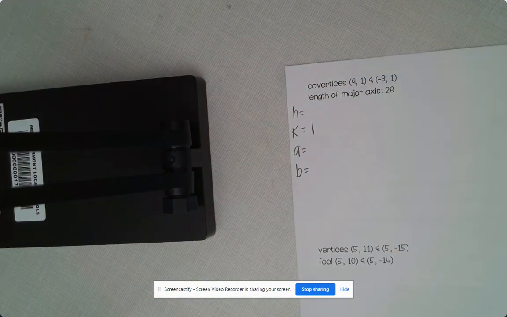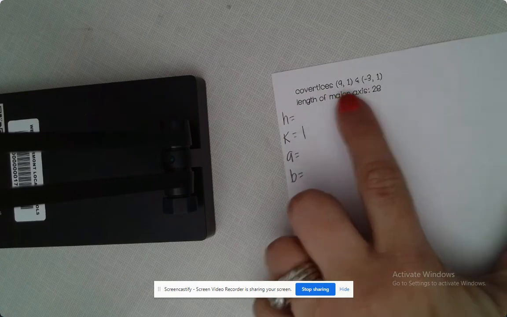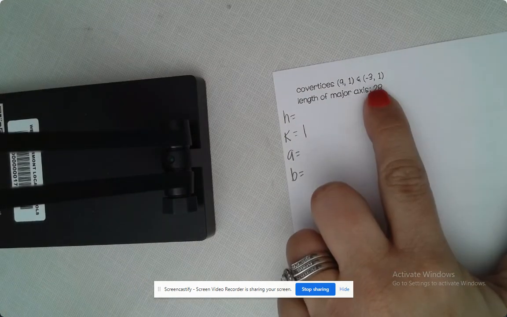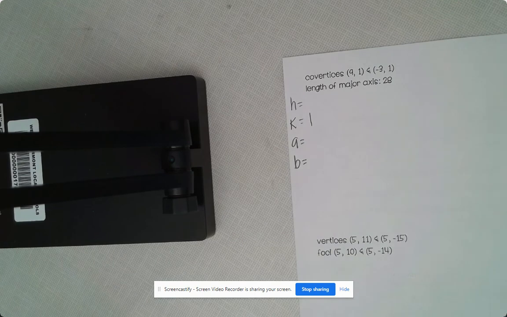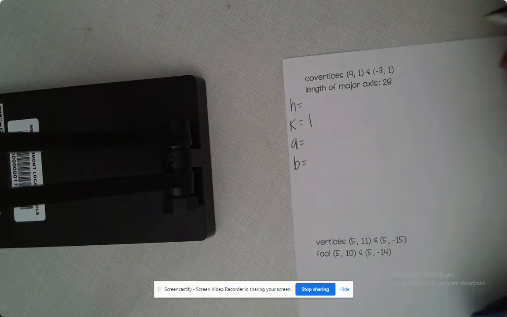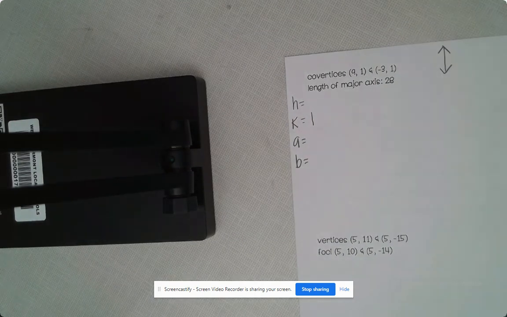Which way is it stretching? How do you know that, Caleb? It's because the one's the same. These are co-vertices. Co-vertices are on the minor axis. Which coordinate's changing on my co-vertices, my X or my Y? X is changing, so that means the co-vertices are going this way. So that means the major axis has to be up and down. Guys, I would suggest you do that when you're taking your quiz. Because if you don't, you're going to be like, which way is it stretched? You might as well just figure it out immediately.